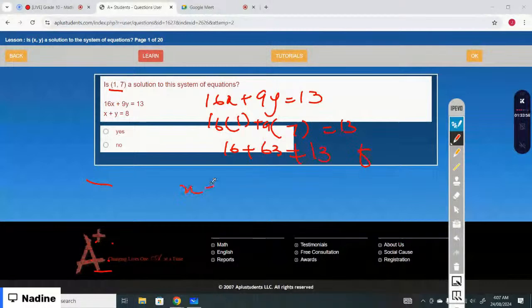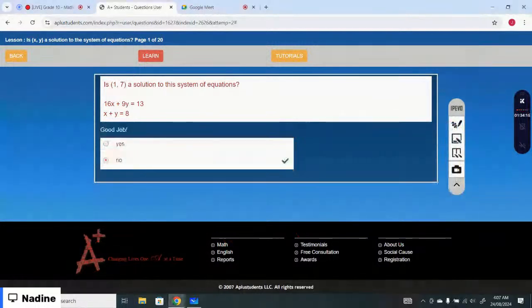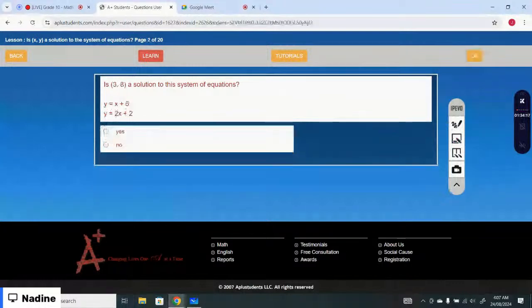The second equation is x plus y equals 8. That is 1 plus 7 equals 8. Yes, 8 is equal to 8. True it is. But one of them is false, so the correct option is no. Both of the equations must be true, right? So the correct option is no, that is not the solution of the system of equations. Got it?